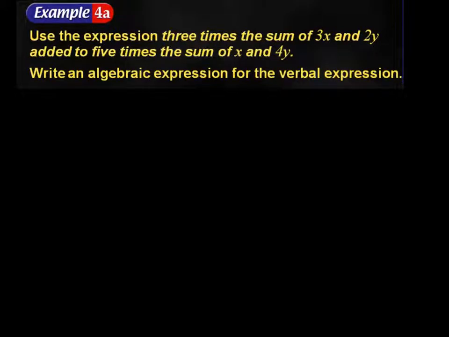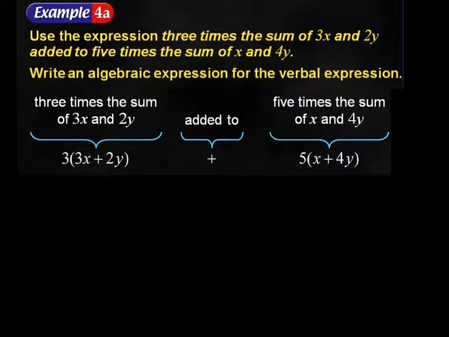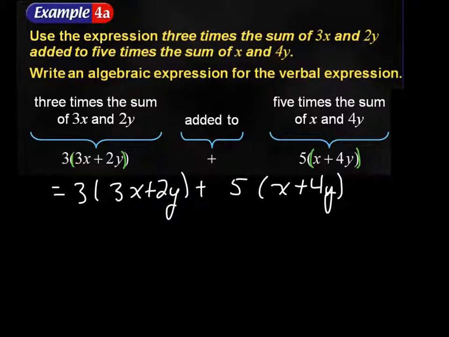Use the expression 3 times the sum of 3x and 2y added to 5 times the sum of x and 4y. They want us to first write an algebraic expression for the verbal expression. Sum is the answer when we add, so when it says 3 times the sum, that's a hint that we need these parentheses. So 3 times that whole sum of 3x plus 2y, added to, of course, means plus, 5 times, again, the sum, so parentheses, of x and 4y. We wrote it without the extra spacing there.